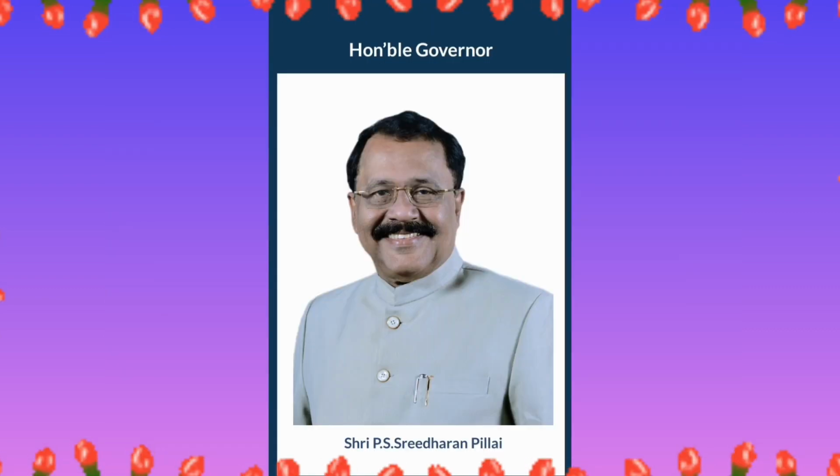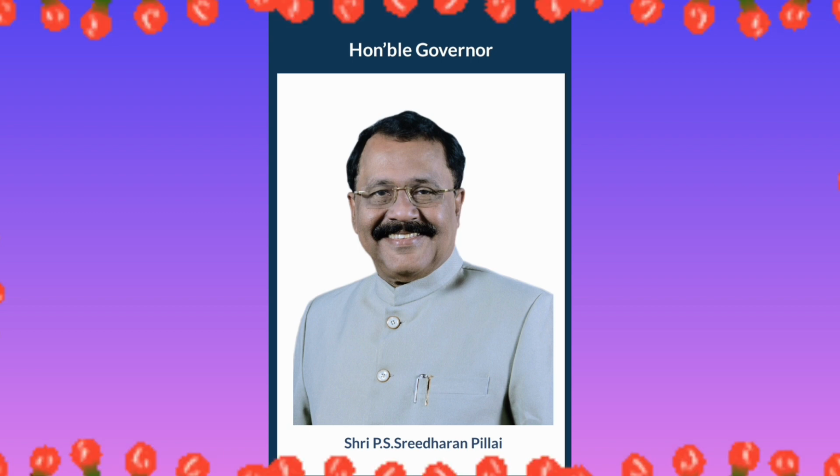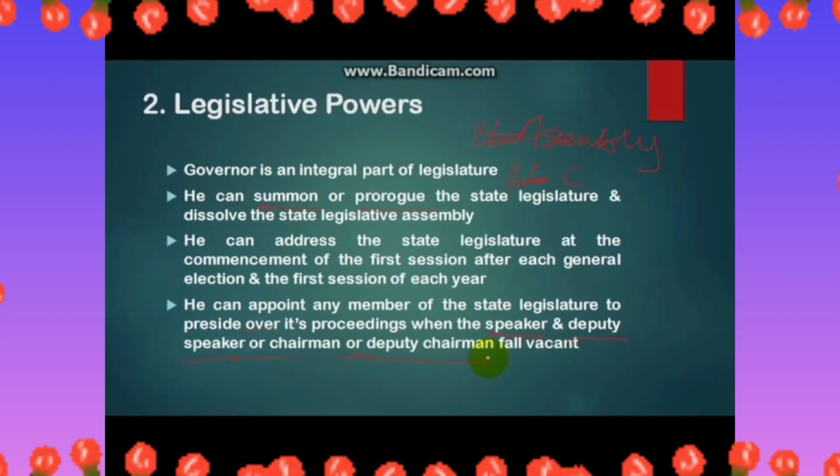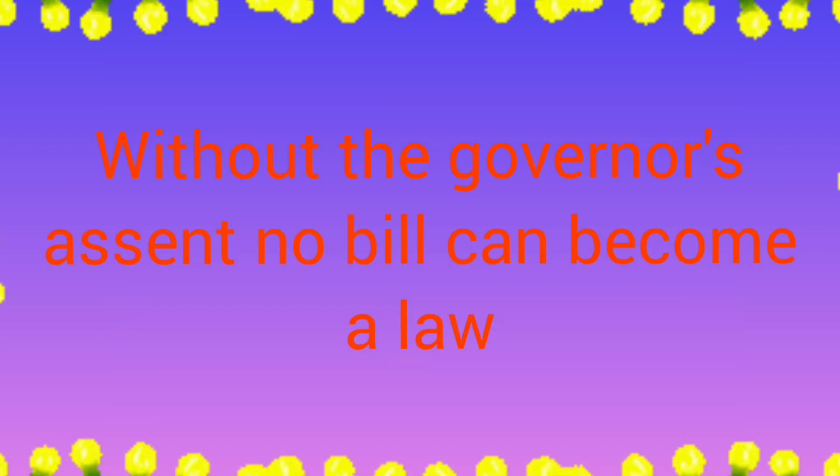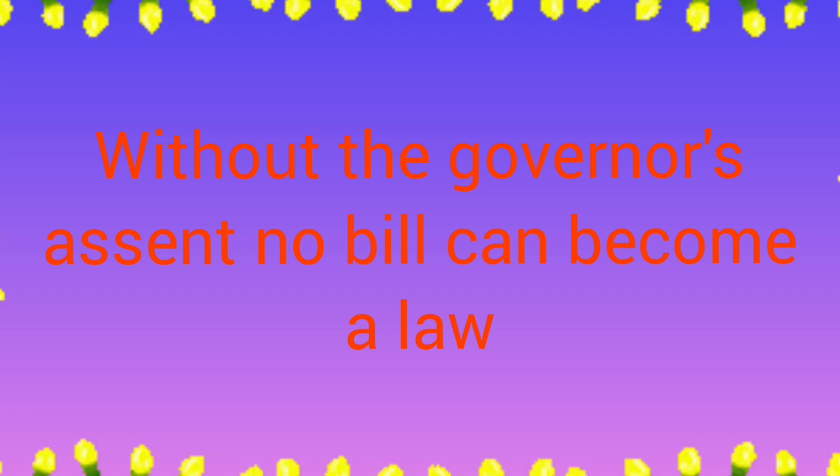The governor can also dissolve the state assembly. He addresses the members of the state legislature and may send messages. Without the governor's assent, no bill can become a law. This means that without the governor signing on a bill, it cannot become a law.